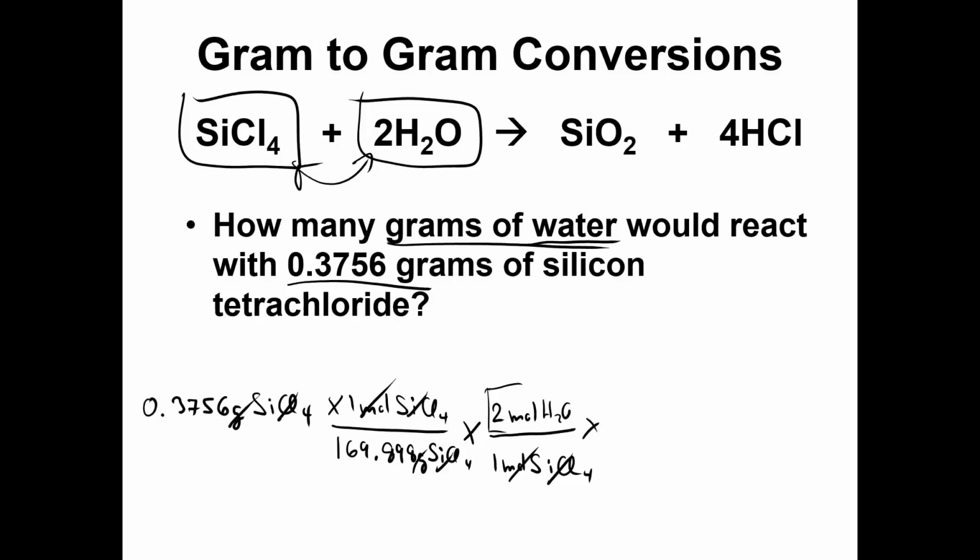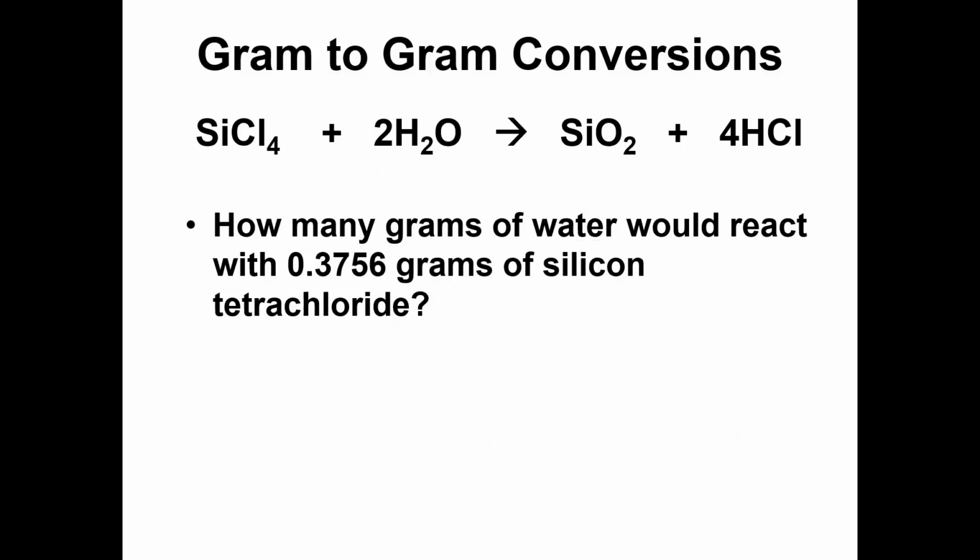And finally, we go to the grams, and so there are 18.01 grams of water in 1 mole of water. And we end up with 0.07656 grams of water. So we're going to work a few more like that, okay?